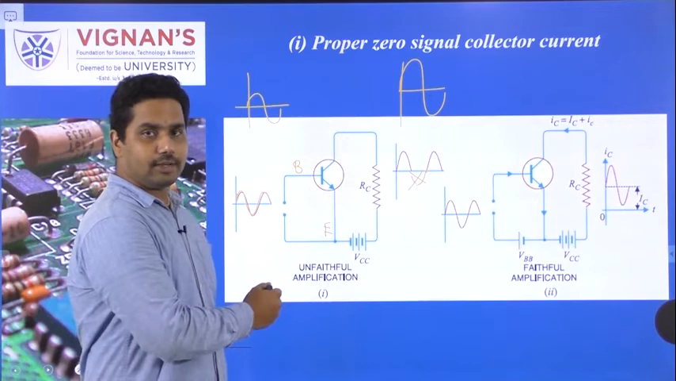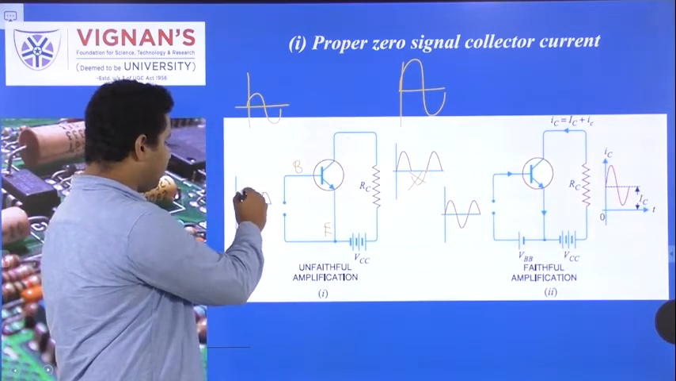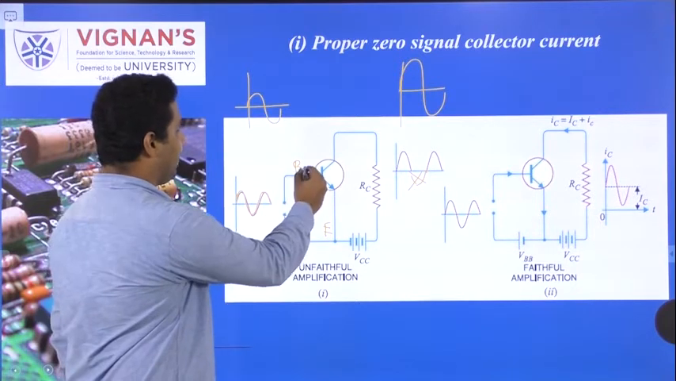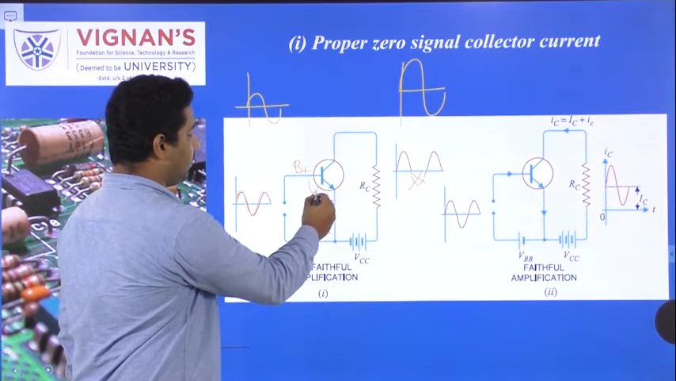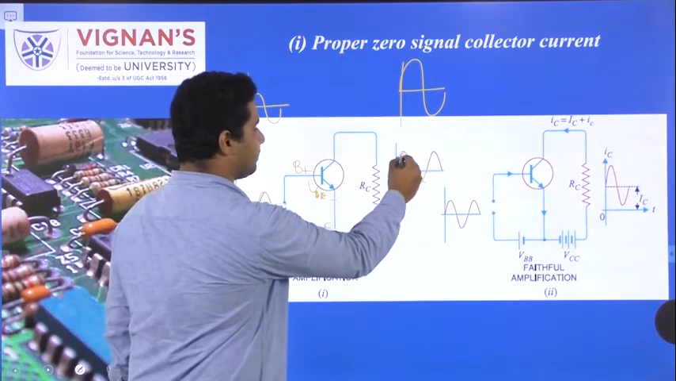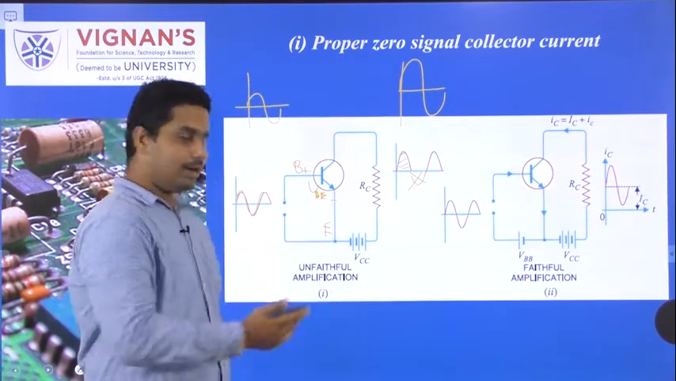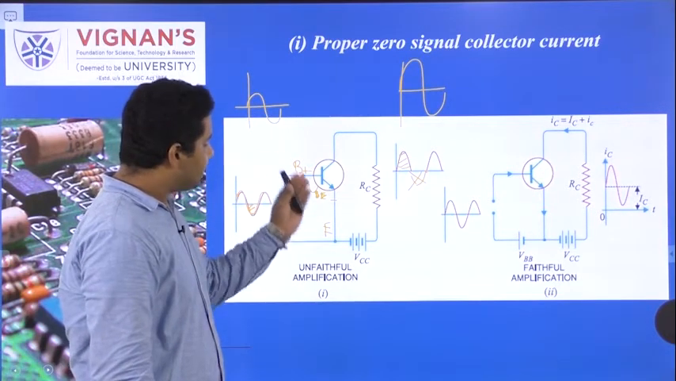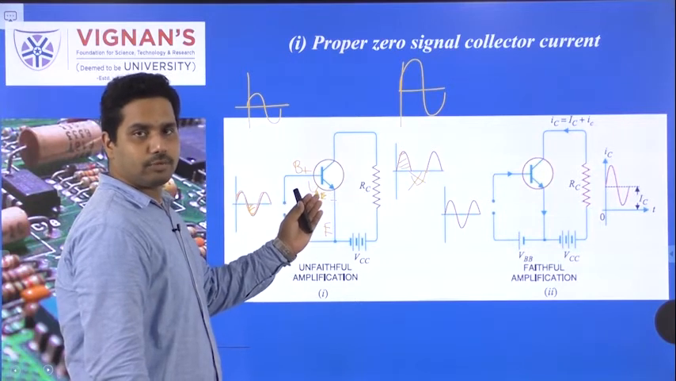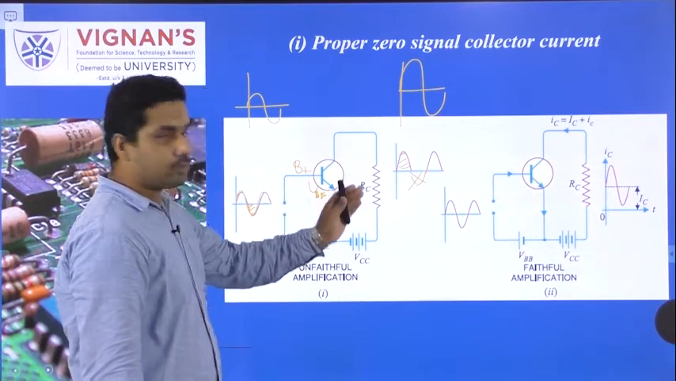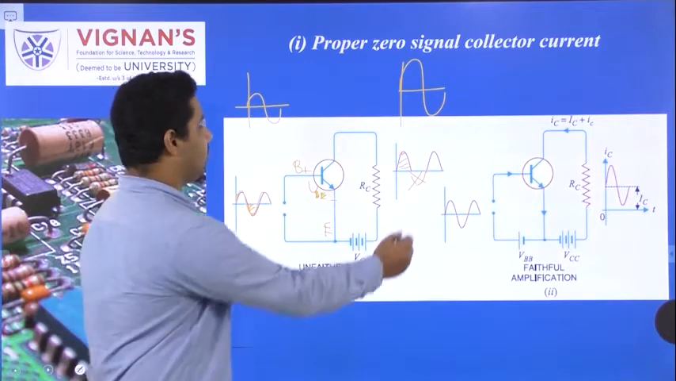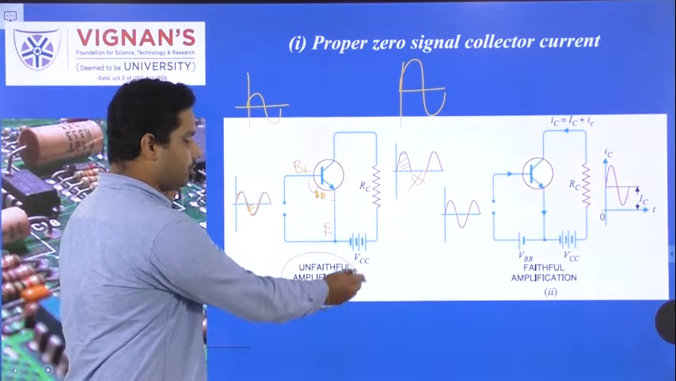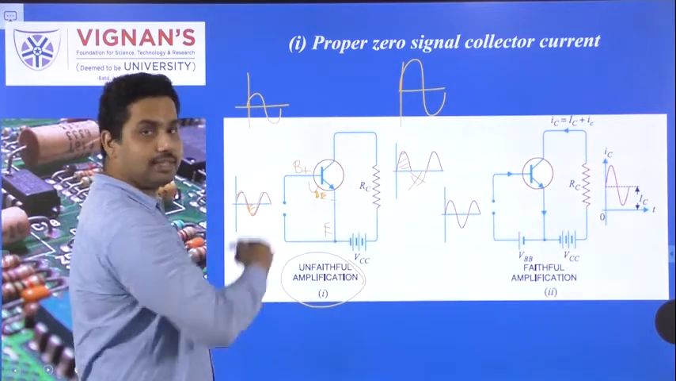Because of that, whenever the positive half cycle is coming, it will overcome the barrier voltage VBE, and you will get the positive half cycles. But when the reverse half cycle is coming, there is no biasing for that, and the base emitter is not in forward bias. Because of that reason, no signal will be transferred to the output side. So that's why you are not getting any negative signal here. So I can say that this is unfaithful amplification, because the shape is getting changed in this case.